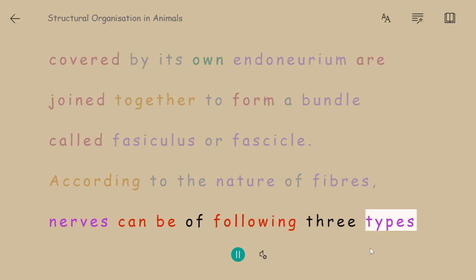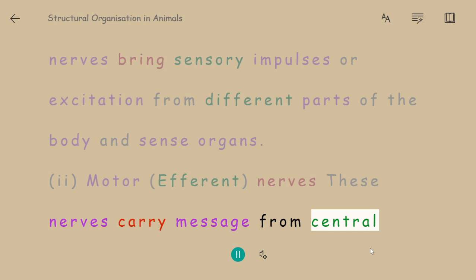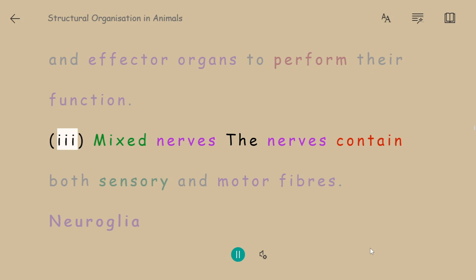1. Sensory, afferent, nerves. These nerves bring sensory impulses, or excitation, from different parts of the body and sense organs. 2. Motor, efferent, nerves. These nerves carry message from central nervous system to parts of the body and effector organs to perform their function. 3. Mixed nerves. The nerves contain both sensory and motor fibers.